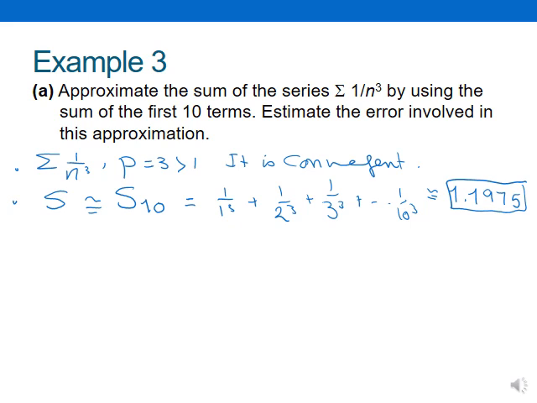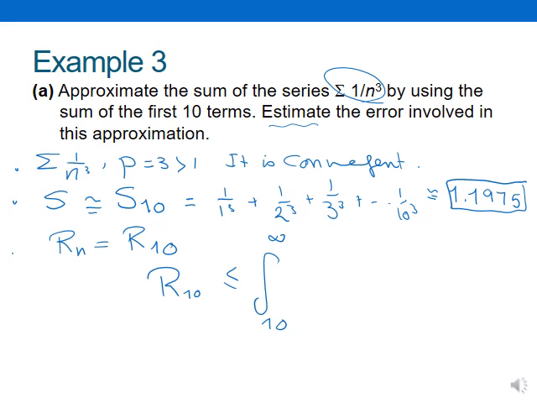He told me to estimate the error involved in this approximation. I know that the error involved is the error in the remainder terms that I have neglected in this summation. My remainder terms are R10. I neglected terms 11, 12, 13, and I call these remainder terms Rn, as we have seen in the analysis. I know that Rn is bounded by the integral from n to infinity, here from 10 to infinity, of the function f of x, where f of x is related to my function.